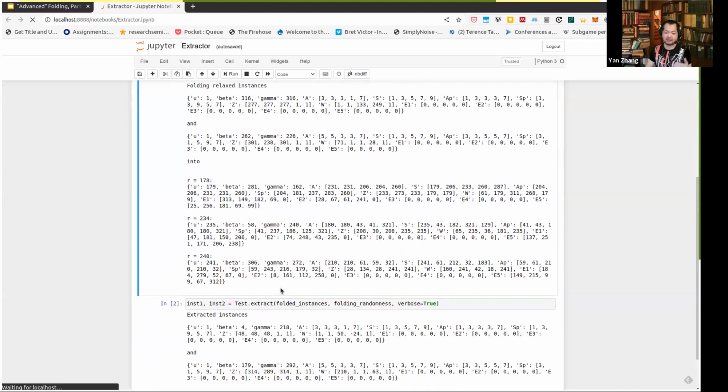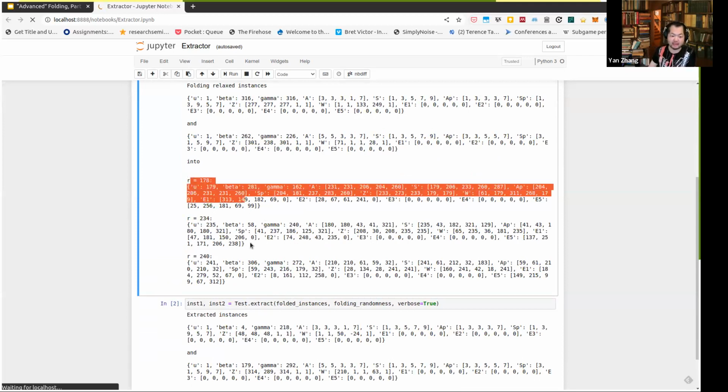So now I'm going to show the extractor, which is a cool part. The extractor shows you that, in this sense, you actually have the information. Meaning, if some alien comes to Earth and just gets my 3 folded instances, the alien should be able to extract the original information.